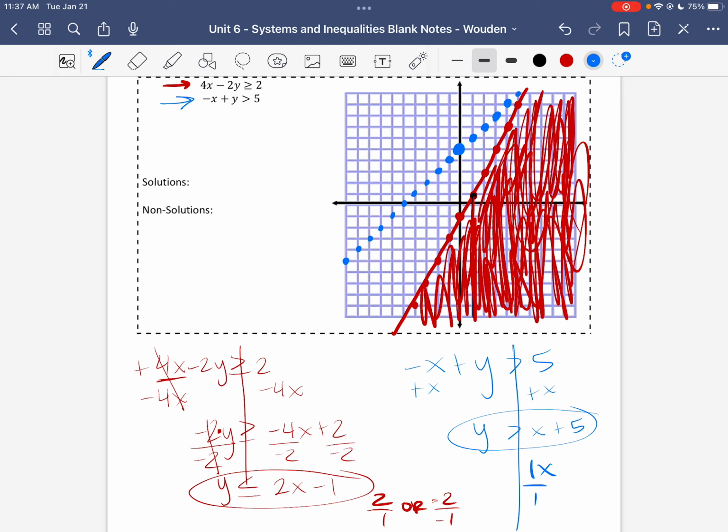Okay. So there we have to decide. This is y is greater than x plus 5, so I know it's a dashed line. So I'm going to draw a dashed line. And it's everything greater than, so I'm going to shade above my line.